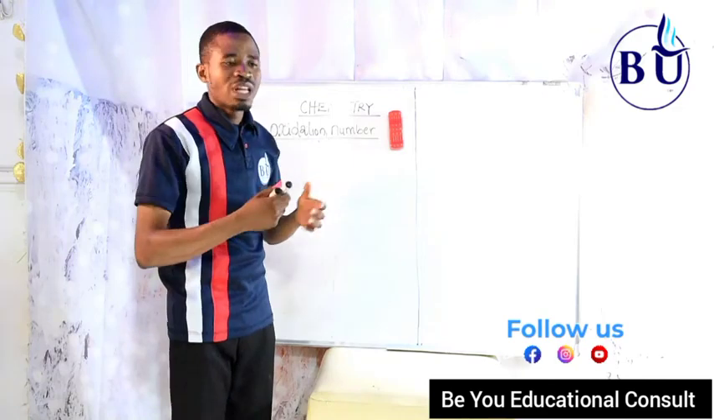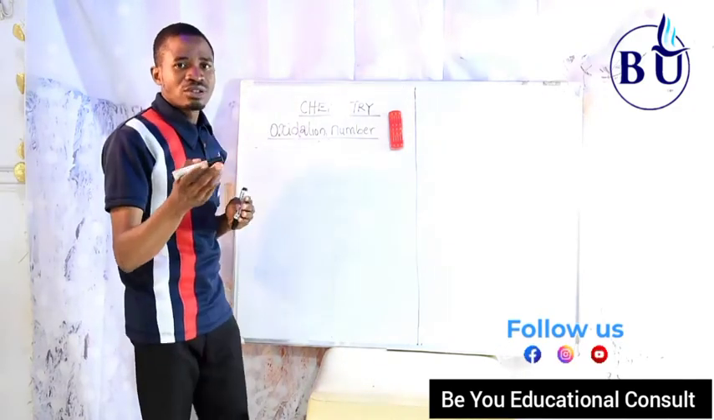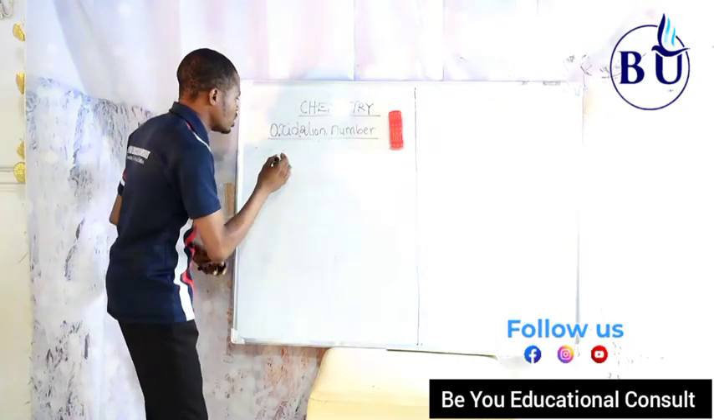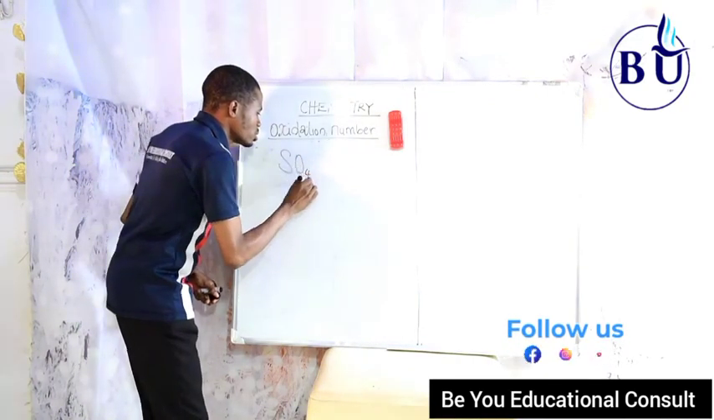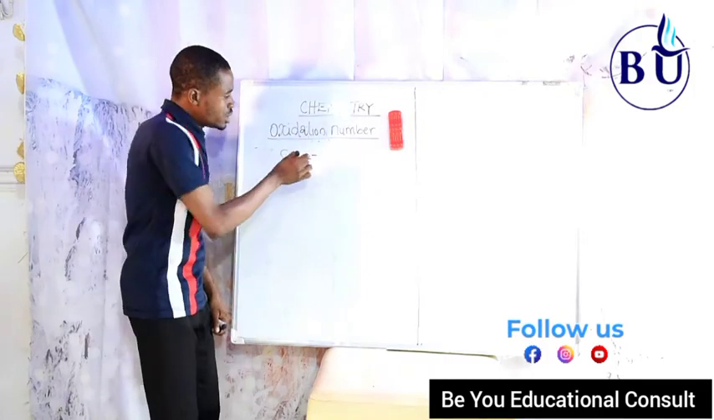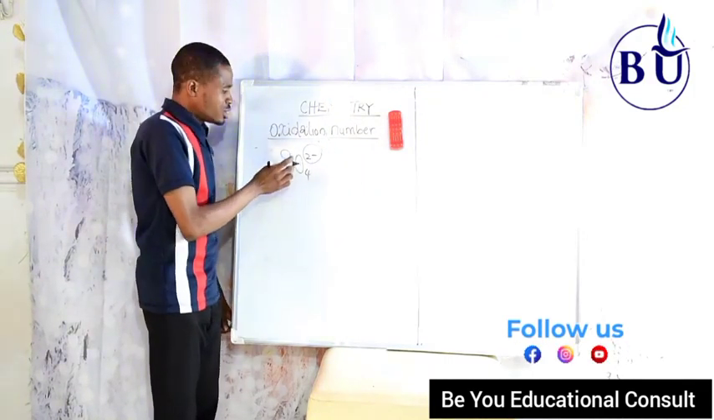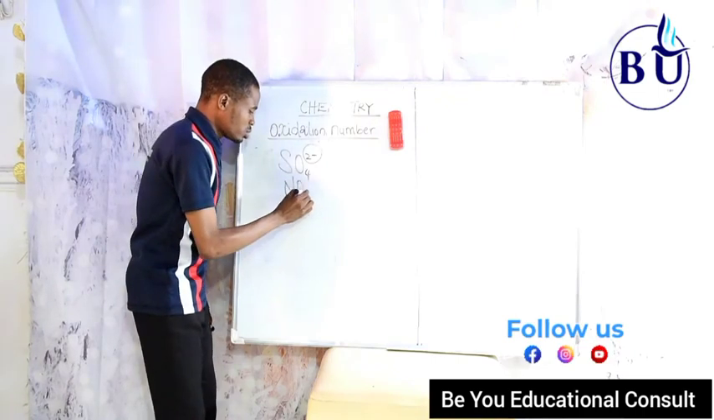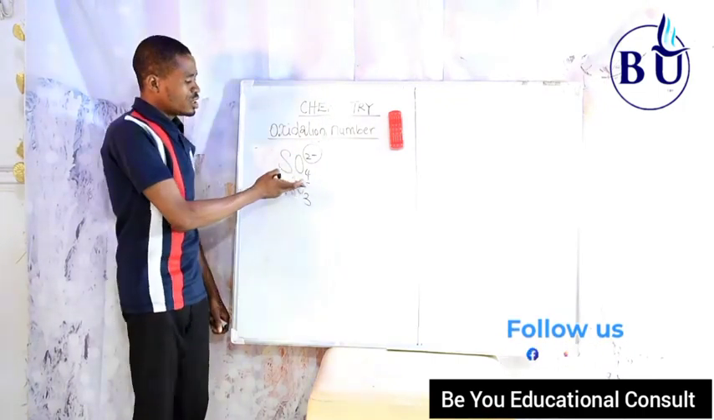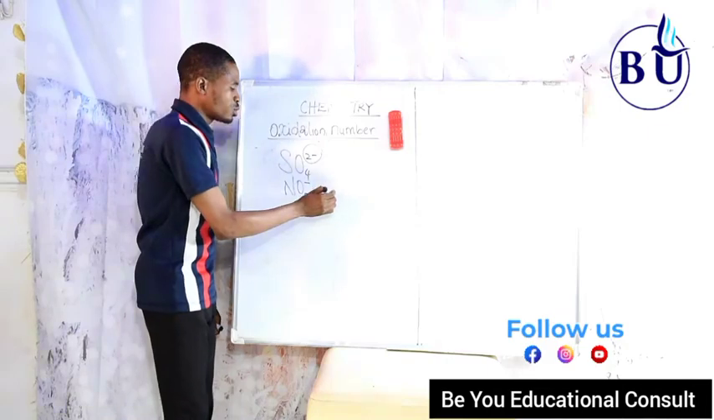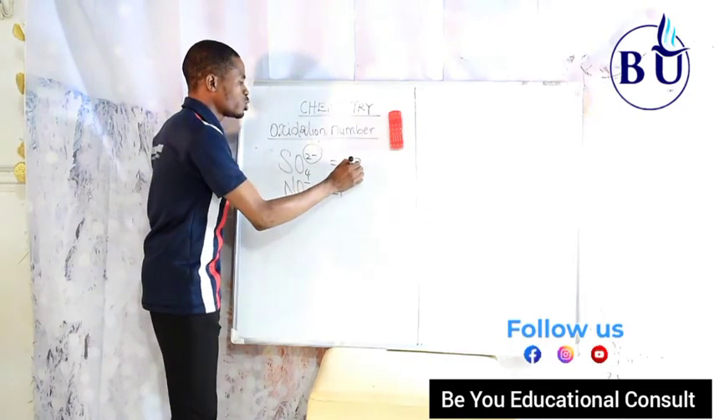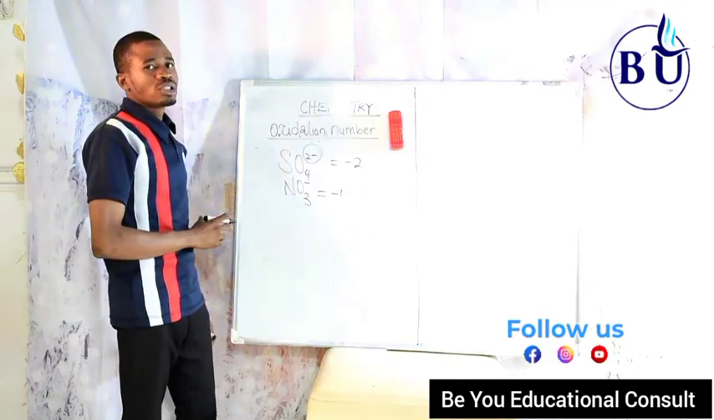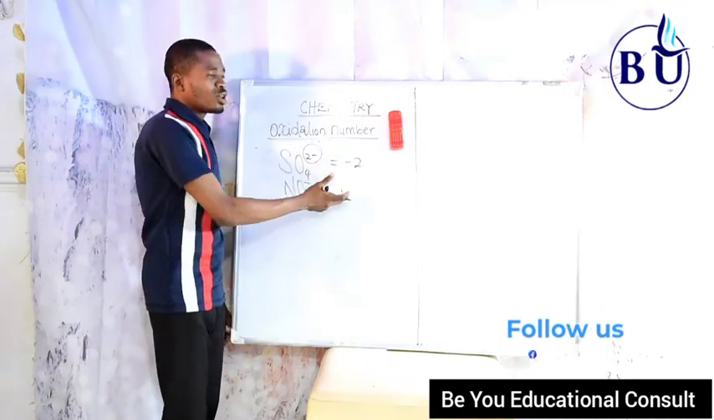Like for example, when I taught you about radicals, you can go to the videos and see them. When I taught you about radicals, I said this is the oxidation number of this radical. The oxidation number of this is -1. The oxidation number of this is equal to -1. The oxidation number of this is equal to -2. You discover that their power becomes their oxidation number.